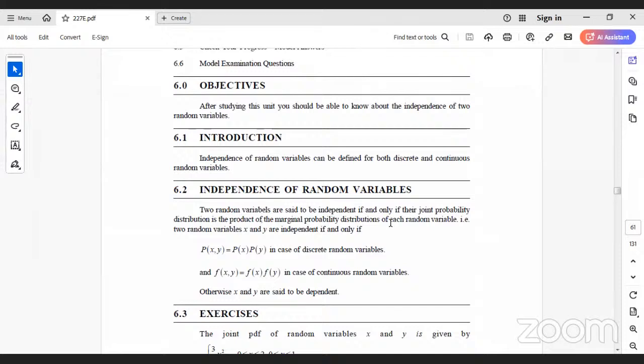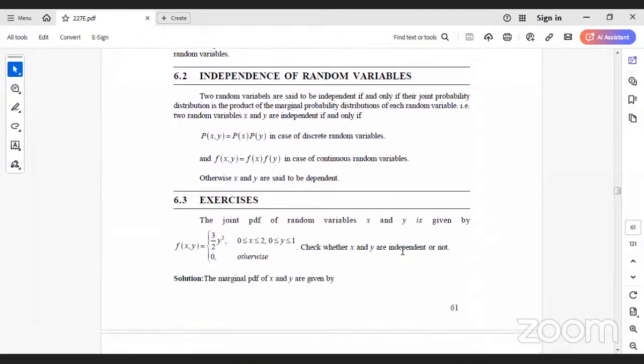f(x, y) = f(x) f(y) for continuous random variables. The joint PDF of random variables x and y is given by f(x, y) = (3/2) y², for 0 < x ≤ 2, 0 ≤ y ≤ 1. Check whether x and y are independent or not.